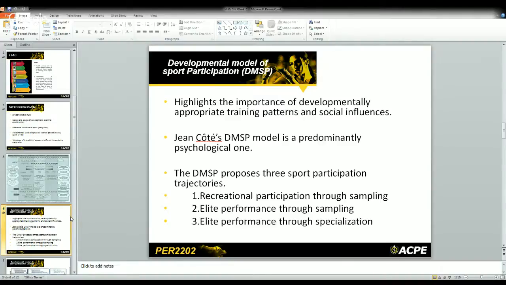And one of the things that we like to mention about this is when we talk about recreational participation through sampling, you think of young kids, they all have a go and just try whatever they want. Generally young kids will gravitate to what they're good at. That may change over the years. There may be some influence from the friends they hang out with and why they play that. But when they find a particular sport, they'll gravitate to that. And that's where you can get elite performance through sampling.